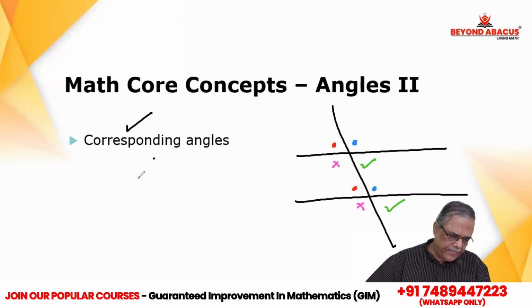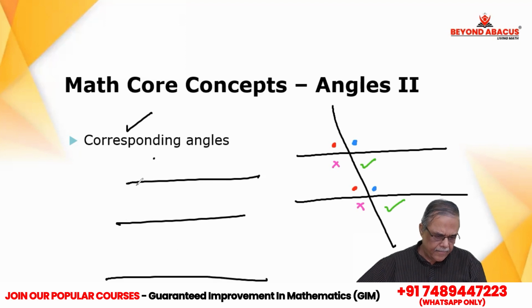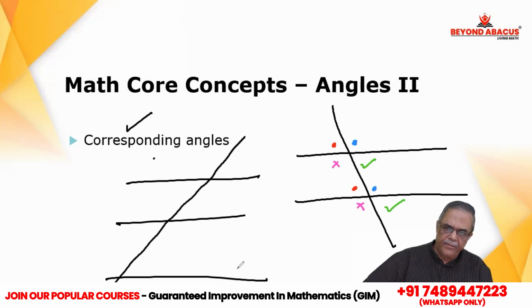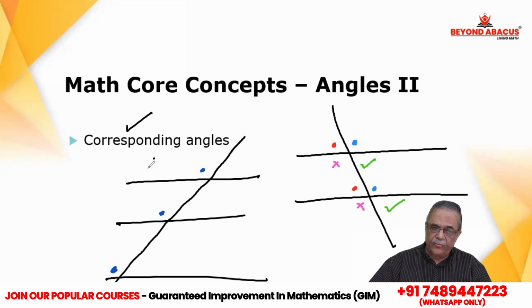Suppose I make 3 lines, and there is a transversal crossing 3 of them. Now again we go for this. Suppose this is one angle formed here. Now it will have a corresponding angle here as well as here. These are all corresponding angles because they are on the same side of the parallel line and they are on the same side of the transversal also. So this is called same position and side. This is called corresponding angle.